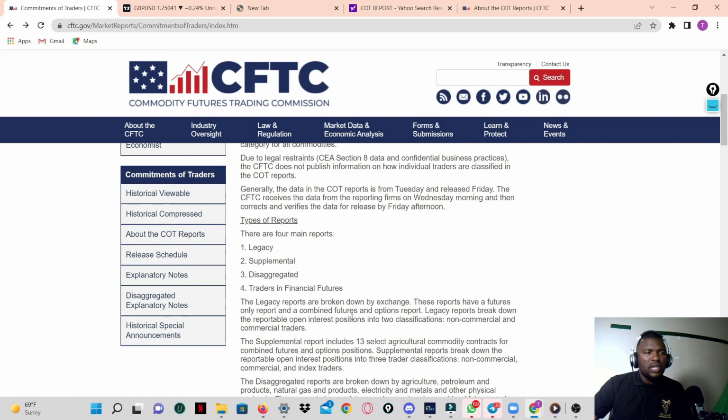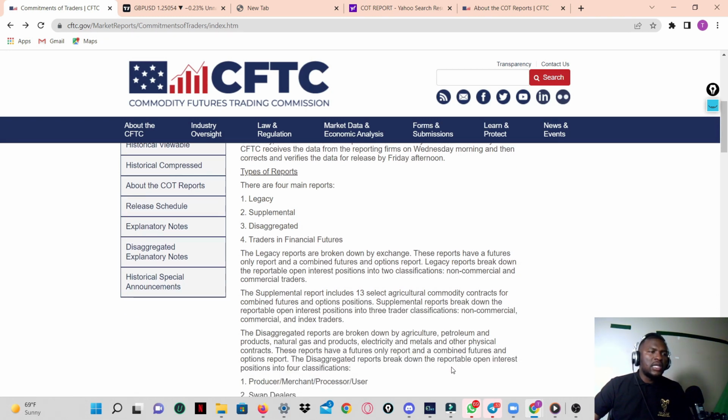So the legacy reports are broken down by the exchange. These reports have futures only reports and combined futures and options reports. When you look into the supplemental reports, it includes the 13 selected commodities of the agricultural side. These are reports that are taken out in terms of the agricultural side of the US, and the disaggregated reports are broken down by petroleum, natural gas, and other products like electricity, and also metals.